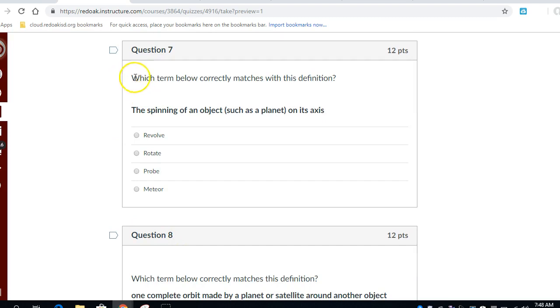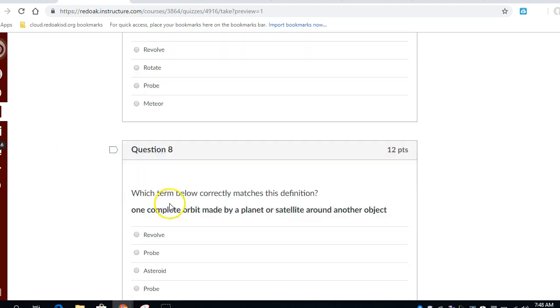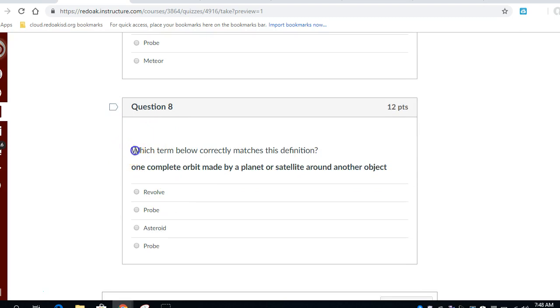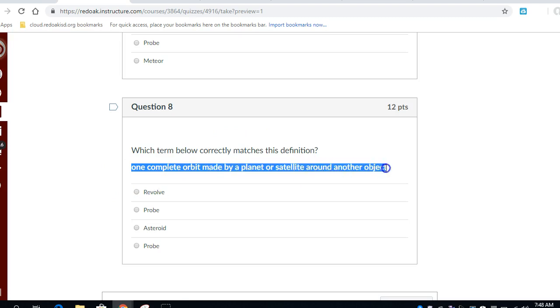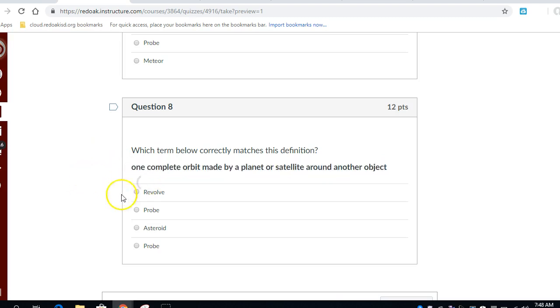Question seven. Which term below correctly matches this definition? The spinning of an object, such as a planet, on its axis. Is that revolve, rotate, probe, or meteor? Last question, number eight. Which term below correctly matches this definition? One complete orbit made by a planet or satellite around another object. Does that mean revolve, probe, asteroid, or probe again?